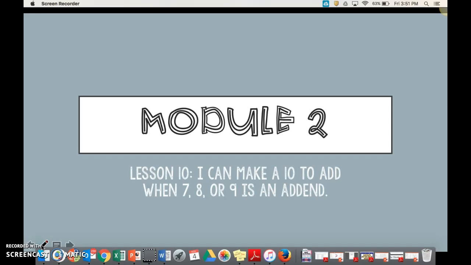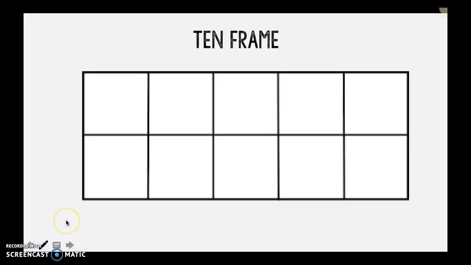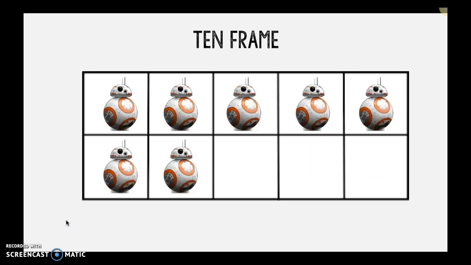Alright, so today is Module 2, Lesson 10. Now last night, of course, I was thinking of my favorite math tool, the 10 frame. Friends, we know that this 10 frame has been naughty lately, but hopefully it will help us out. I'm going to go ahead and fill up my 10 frame so that I have 10 and it's nice and organized.